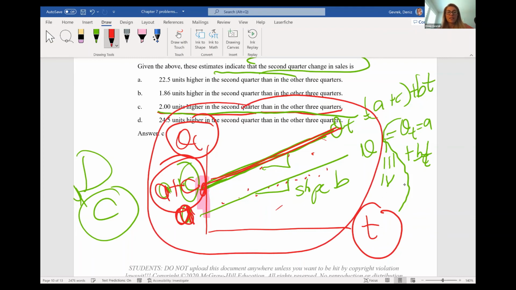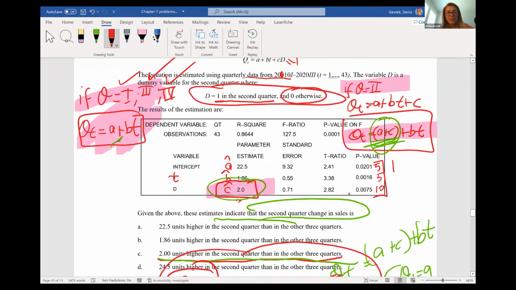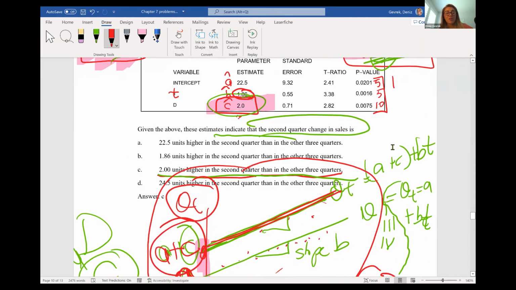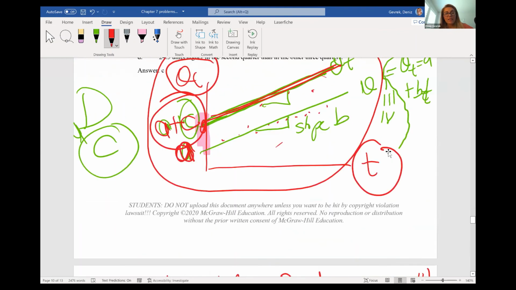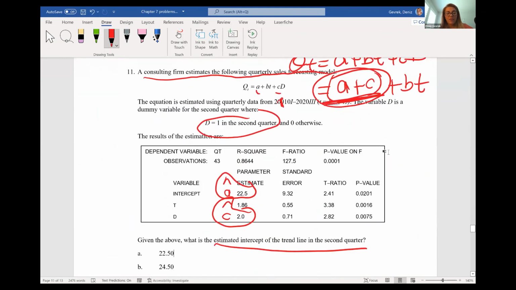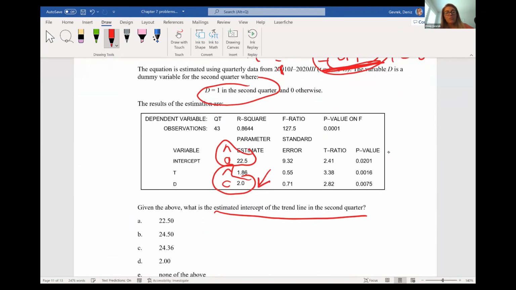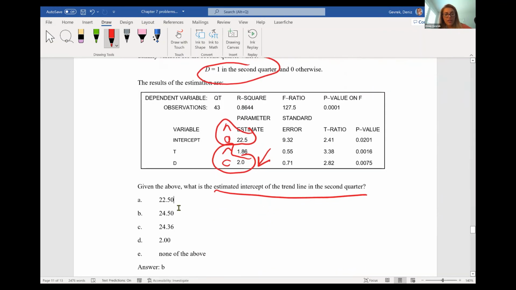a positive trend line, right? So if B is positive, statistically significant, then my sales are going up. That's great, right? And C being positive means in the second quarter, my sales are always 2 units larger than all the other quarters. Okay. So that's it. So we add them up.